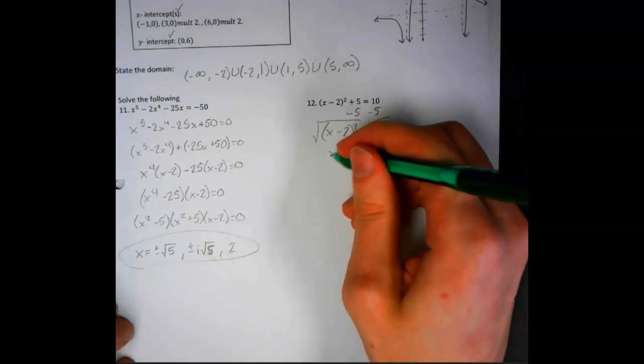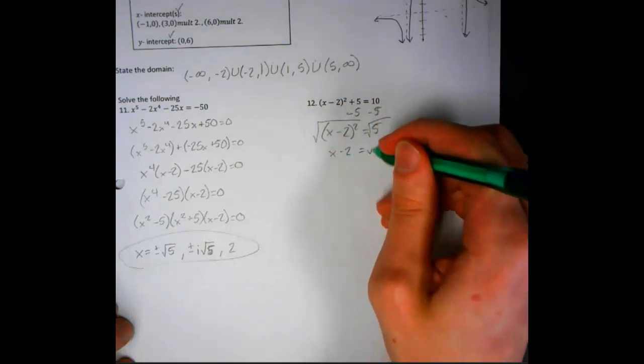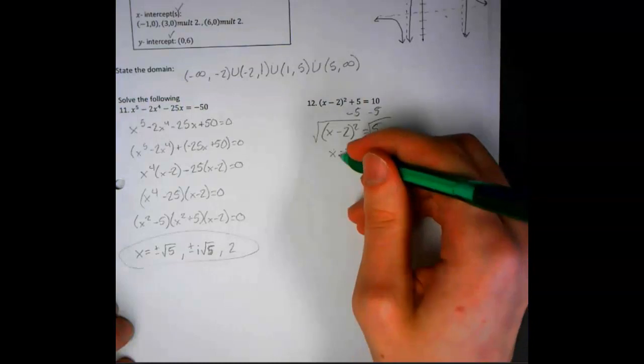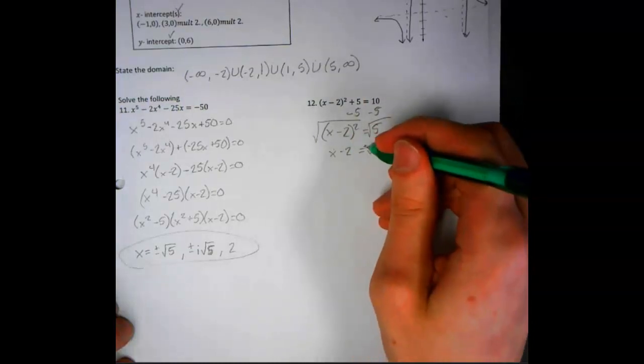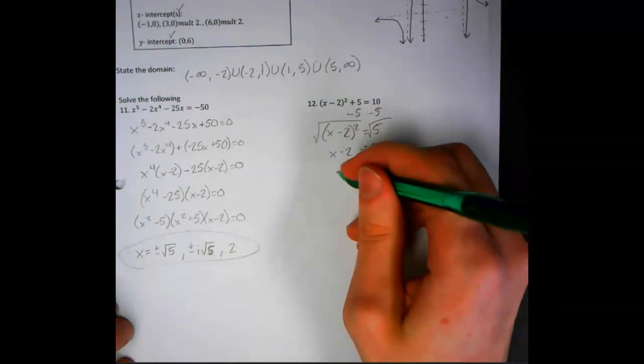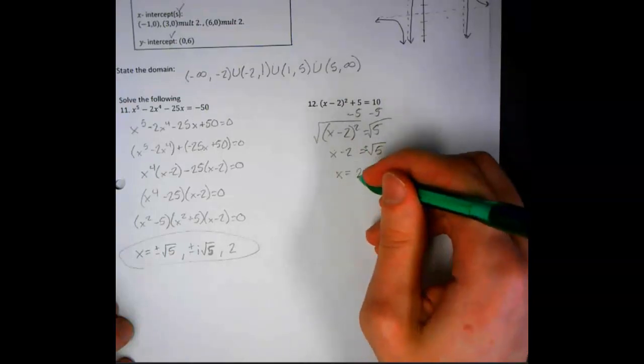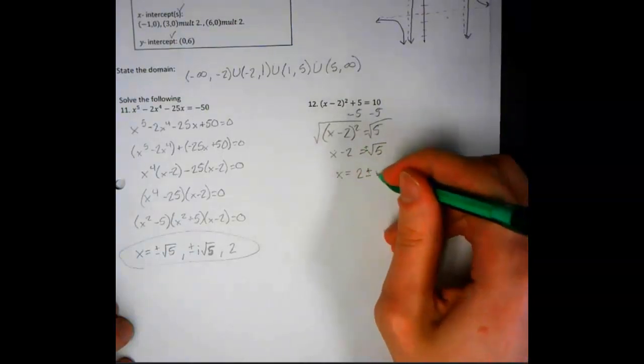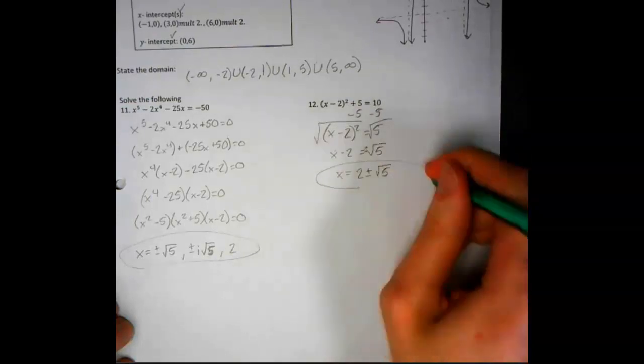So we'll have x minus 2 equals plus or minus the square root of 5. And then we'll have x equals 2 plus or minus the square root of 5.